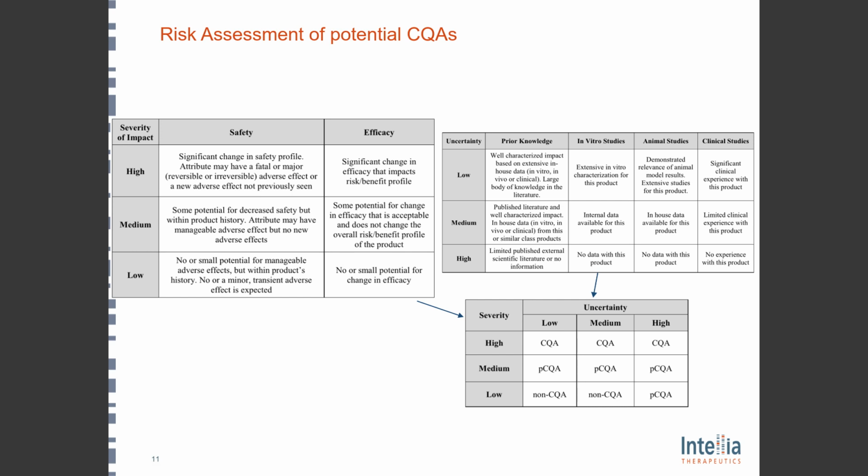for an impurity. And when you combine the severity and the uncertainty, you can use this to really determine whether you have an absolute CQA on your hands, a potential CQA, or a non-CQA, as shown in the table below.